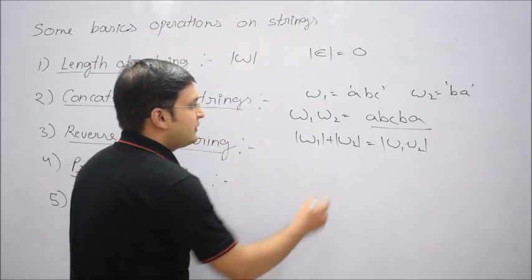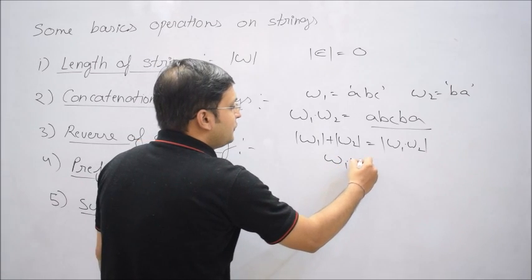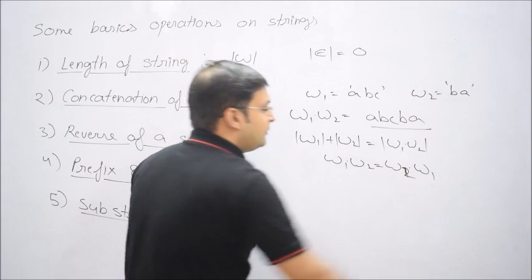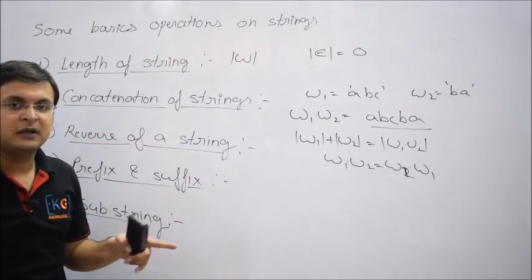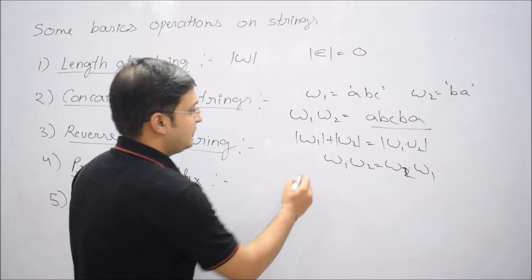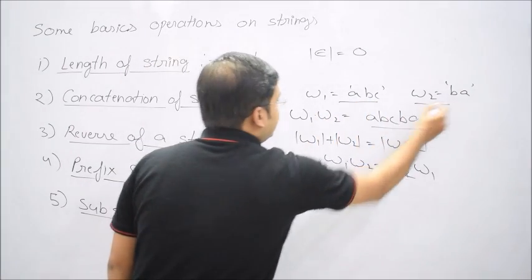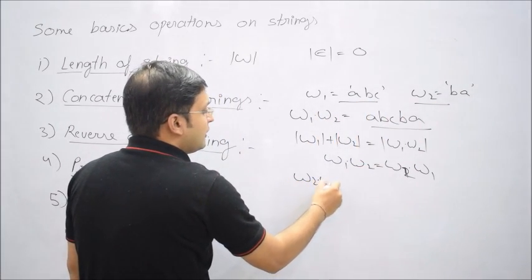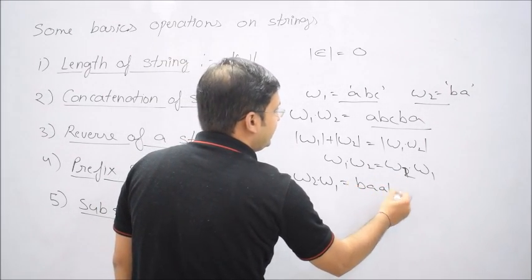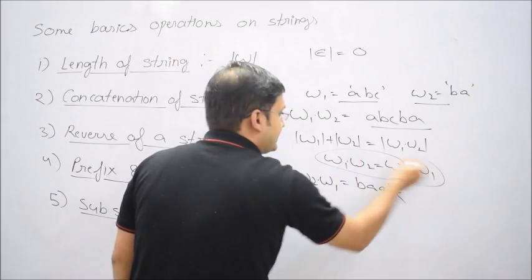One more thing you understand, can I say W1 concatenation W2 is W2 concatenation W1? Is this operation commutative? Again, the answer is no, because if you write in reverse fashion, then for example, if this is the case, what is W2 concatenation W1? It will be BA followed by what? ABC. So this operation doesn't hold good.